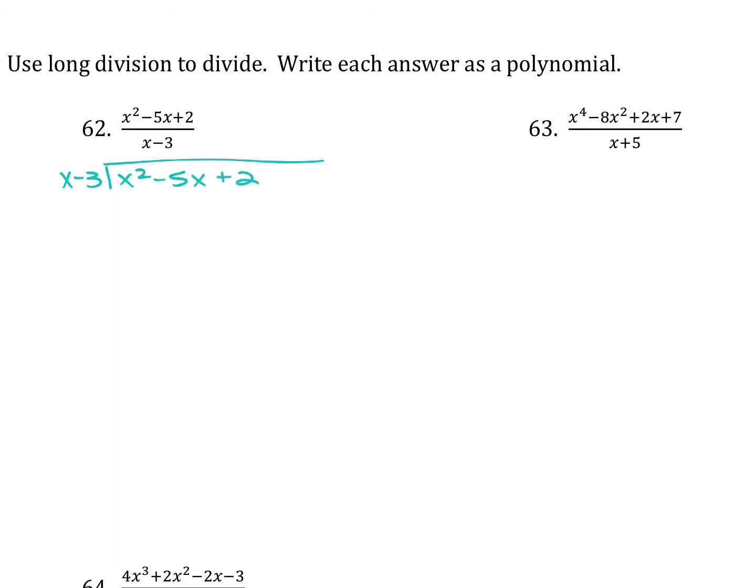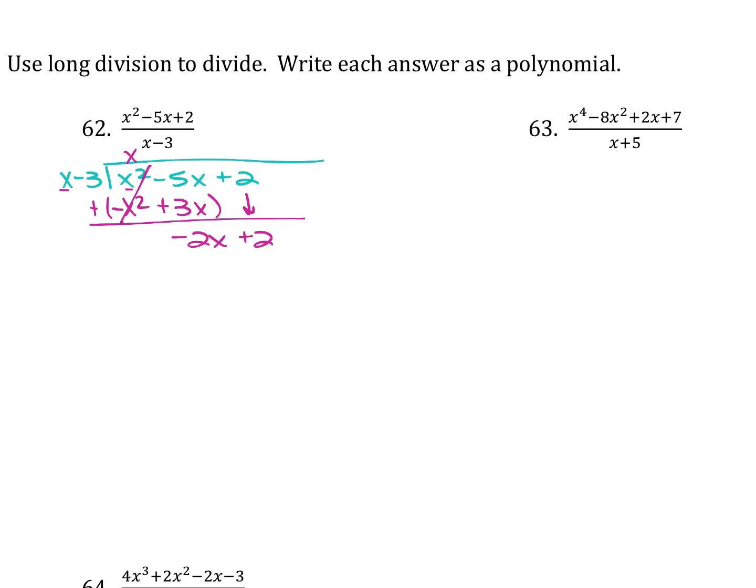Remember, if you're missing a place value or a power term, plug in that plus 0 to the x to the power of whatever that you're missing. Ask yourself, x times what is x squared? That's x. So x times x is x squared. X times negative 3 is negative 3x. You will subtract these or add the opposites. So those x squared cancel. The negative 5x plus 3x is negative 2x. And we drop the 2 down.